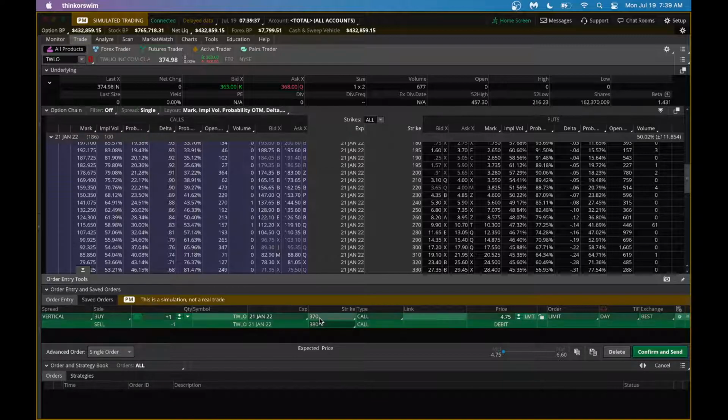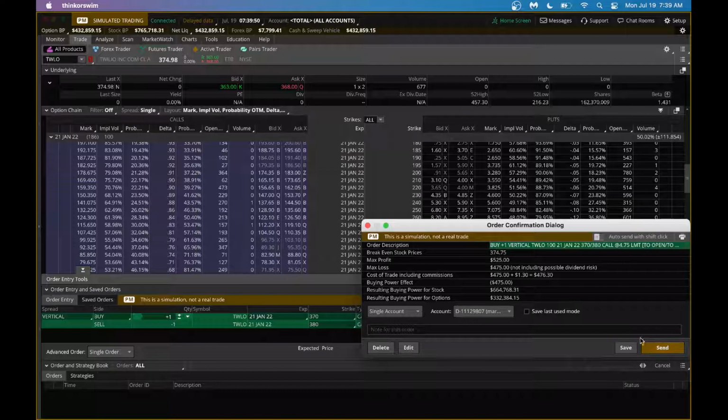So you're buying a 370, 380 spread here, paying 475 for a $10 wide spread, and the remaining $5.25 is your profit potential. You're more than doubling your money. So with that, you could confirm and send this. You're paying, as you can see, 475 to make 525. Your break-even point is just below the current stock price. So this is a little more conservative play, but still, you're doubling your money if the stock goes up, with a break-even point of 374.